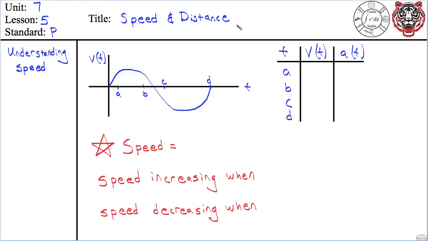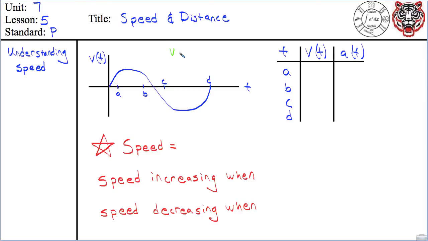All right, this is AP Calculus, lesson 7-5. We're talking about speed and distance. So here's the setup. We have this graph, and we need to analyze what's happening at each of these times. So velocity and acceleration. And we can make this note in green just somewhere above the graph.